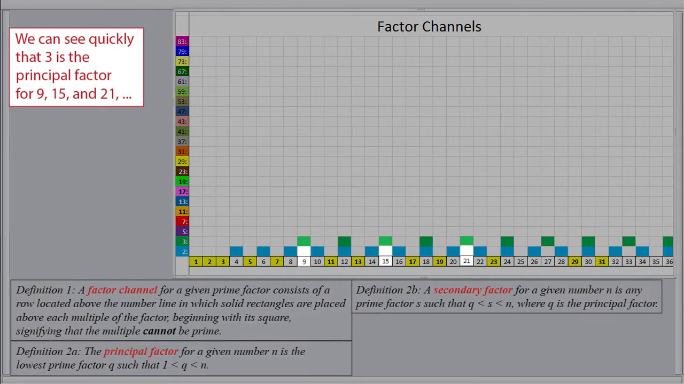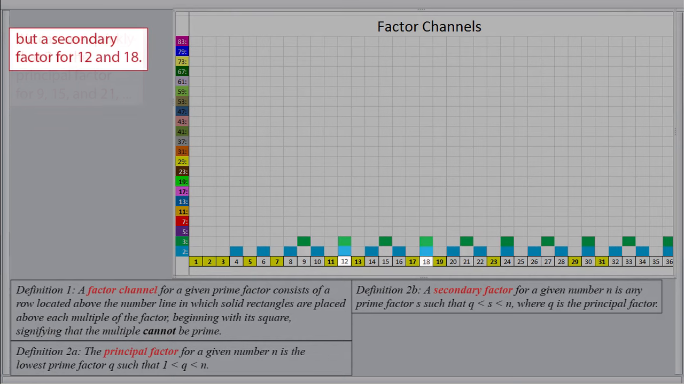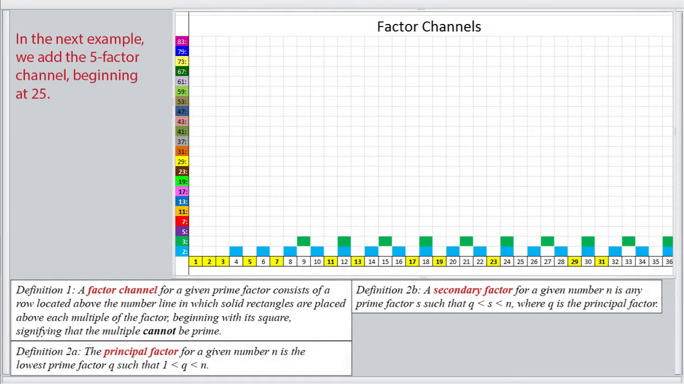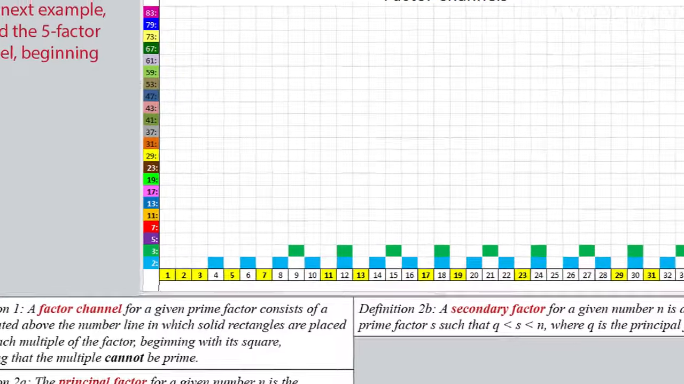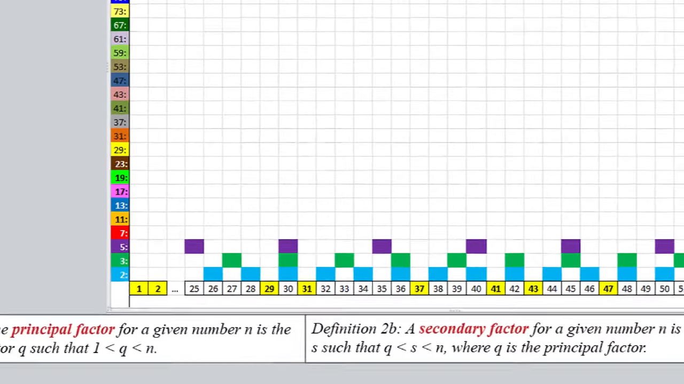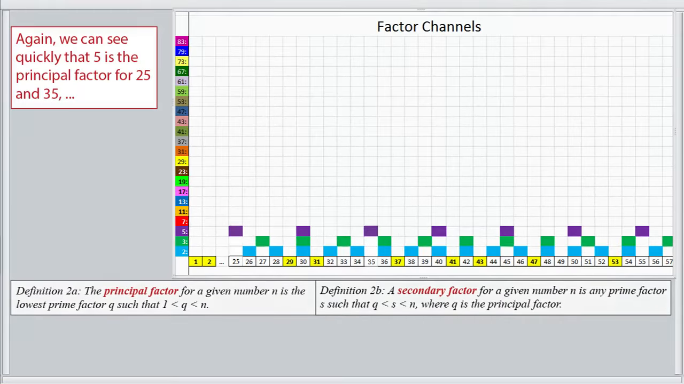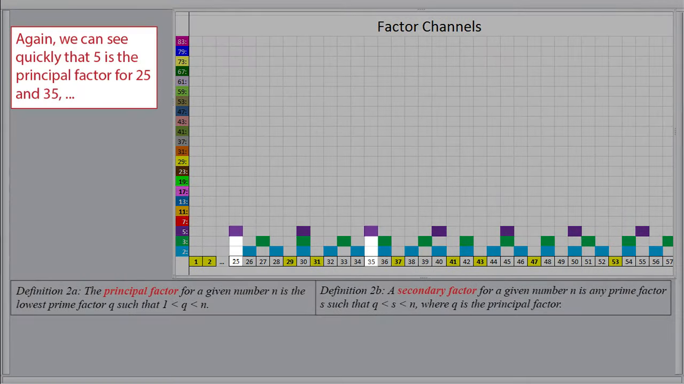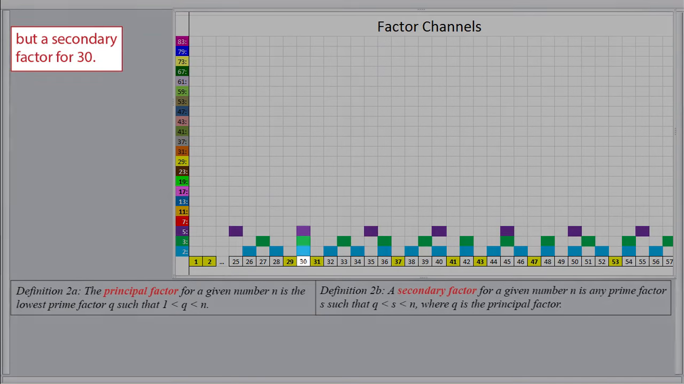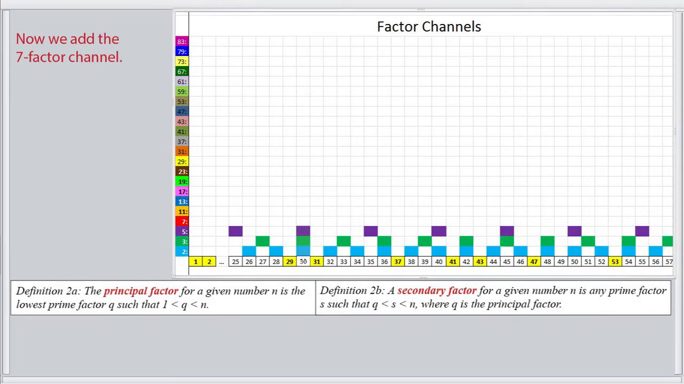We can see quickly that 3 is the principal factor for 9, 15, and 21, but a secondary factor for 12 and 18. In the next example, we add the 5-factor channel beginning at 25. Again, we can see quickly that 5 is the principal factor for 25 and 35, but a secondary factor for 30. Now we add the 7-factor channel.